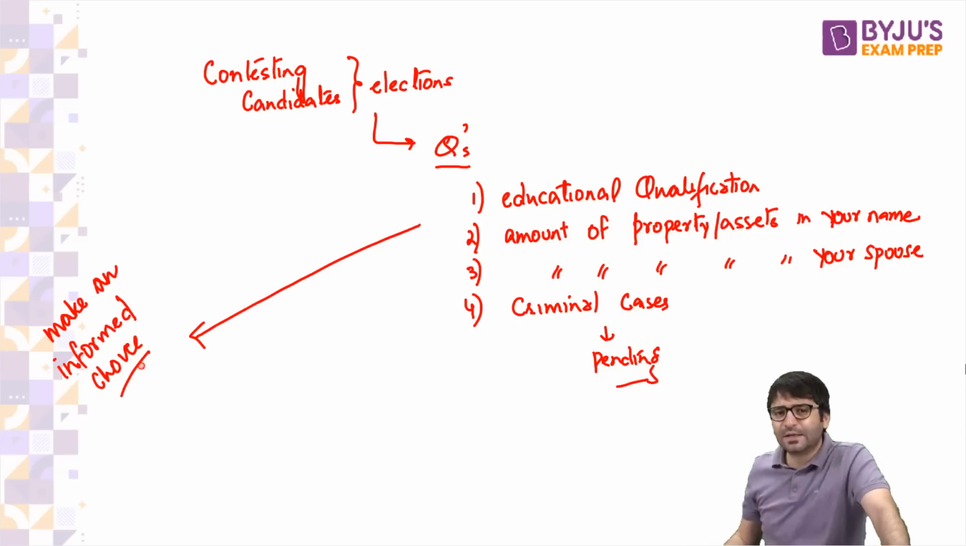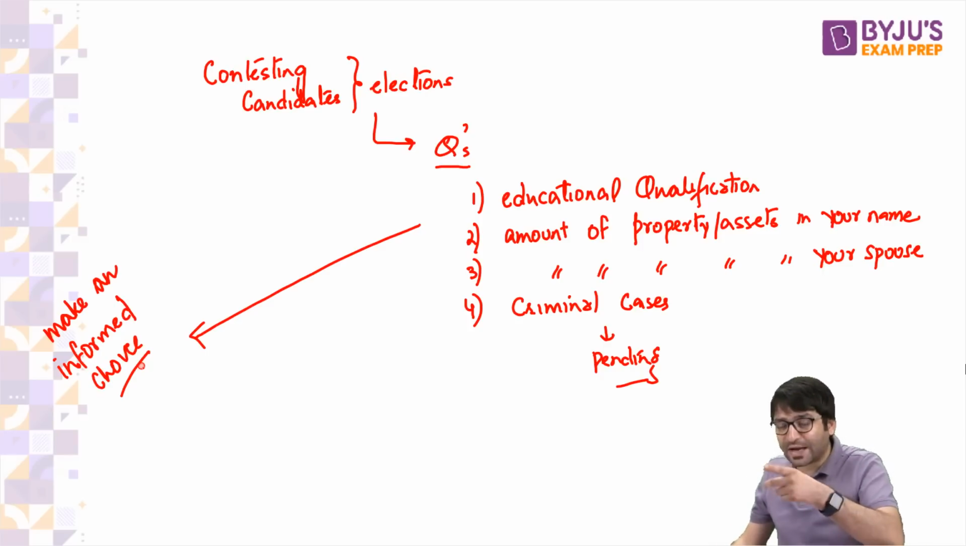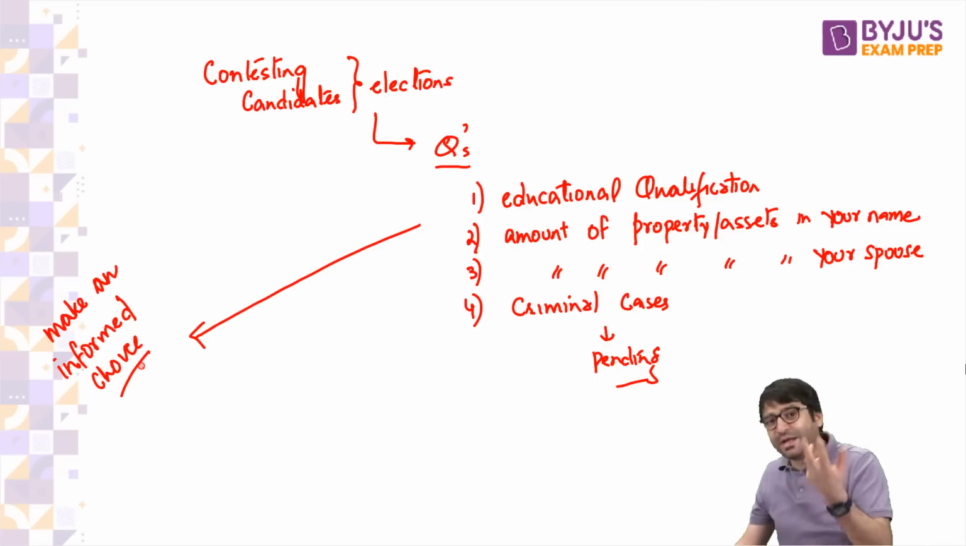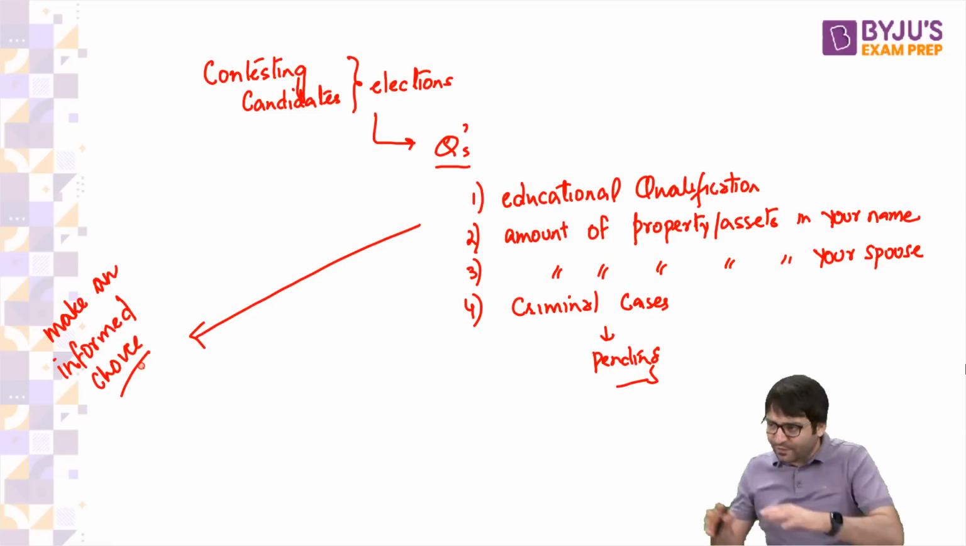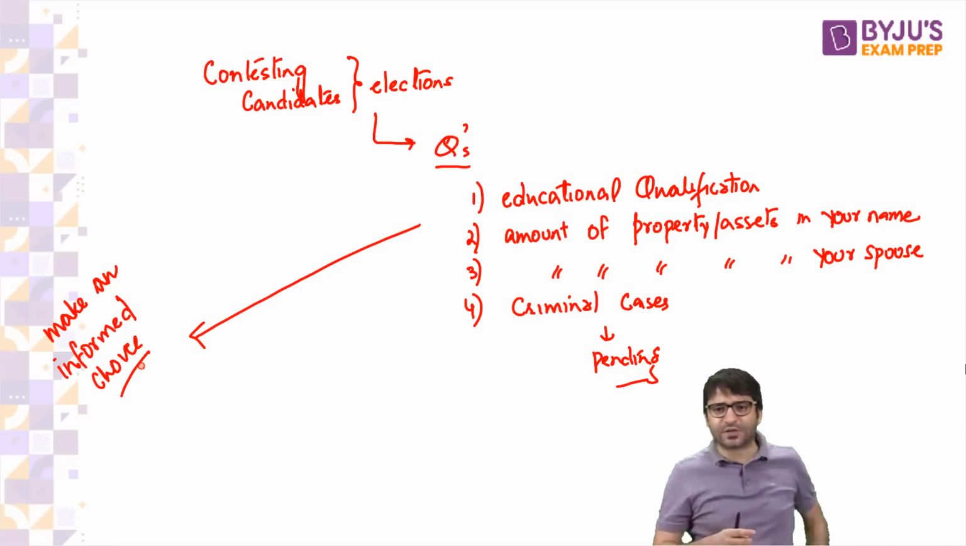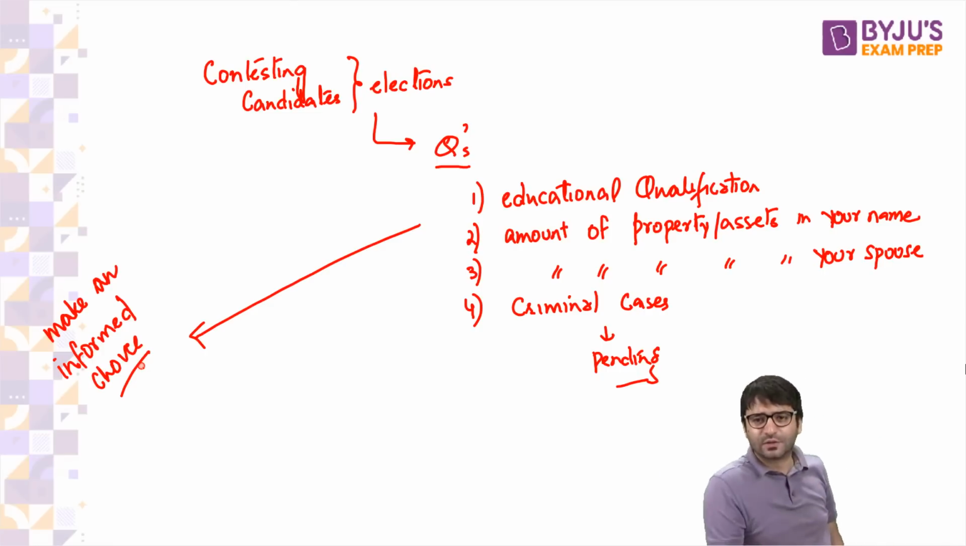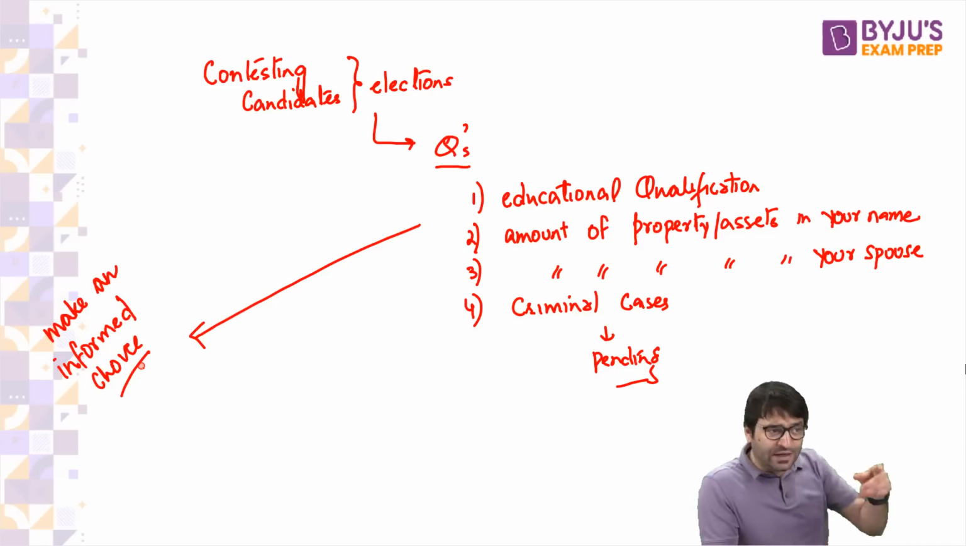Similarly, we have to choose our candidate to represent my constituency. How do I randomly decide who is the best candidate I can vote for, who can represent me? I need some information on that individual. Then I can make an informed choice. That means I can make a choice on the basis of that information. So if there are 10 candidates contesting the election, what is their educational qualification? How many criminal cases are pending against them? What is the amount of assets in your name as well as in the name of your spouse?